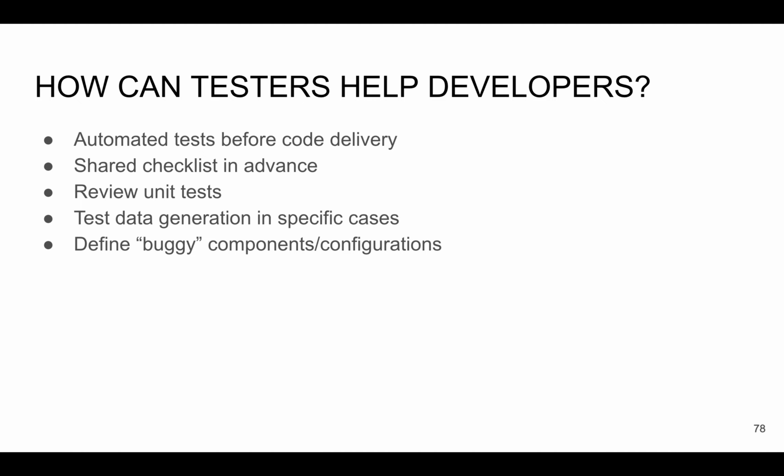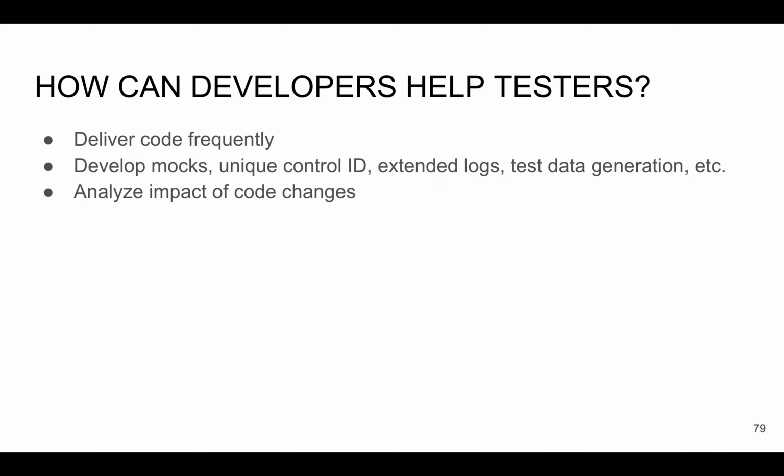Sometimes they can review unit tests to check that everything which should be implemented was implemented in this software. Sometimes for development we need some data which should be generated for specific cases, and testers or QAs can help us provide this specific data. Another part is defining buggy components and configurations. Developers can't know everything about the product and how it works in all cases. In this case, testers can point out buggy components and configurations where we need to spend additional time to do it better.